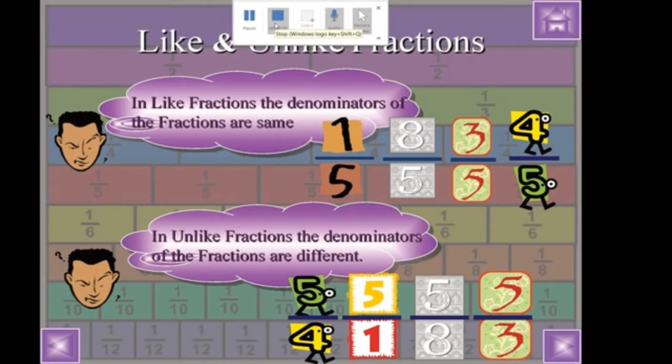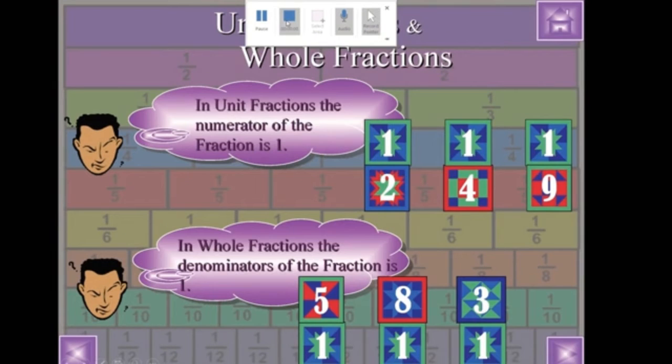Now unit fraction and whole fraction. In a unit fraction, the numerator of the fraction is 1, like 1 by 2, 1 by 4, 1 by 9. All numerators are 1, so these fractions are called unit fractions. In a whole fraction, the denominator of the fraction is 1, like 5 by 1, 8 by 1, 3 by 1. So all the denominators are 1, so these fractions are called whole fractions.